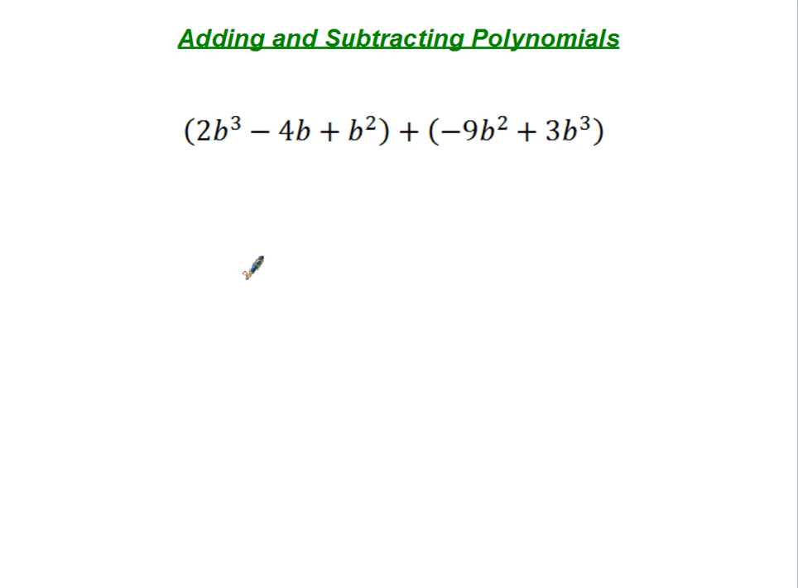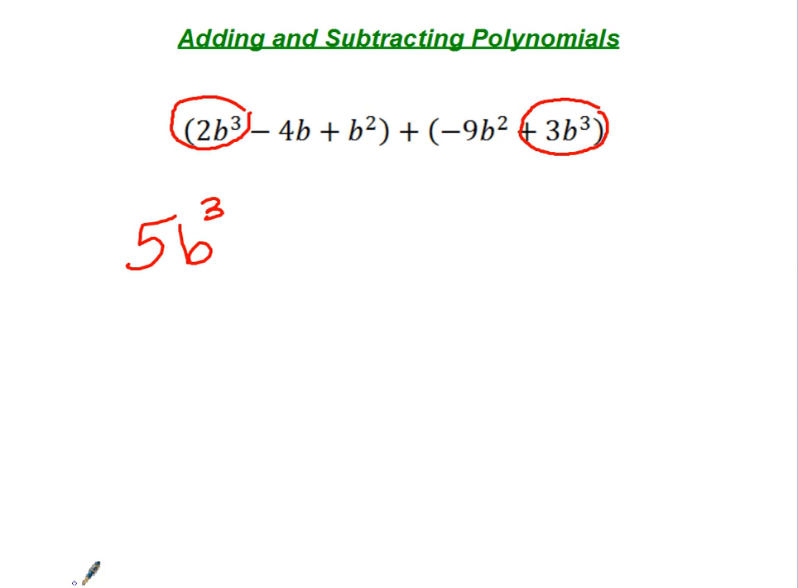When adding and subtracting polynomials, I have two different methods to show you. The first method is just like combining like terms. You're going to identify variables raised to the same exponent and simply add or subtract the coefficients of those variables. So in this case, I have a b cubed term, and it can be added to this other b cubed term in the second polynomial. So 2b to the third power plus 3b to the third power is 5b to the third power.